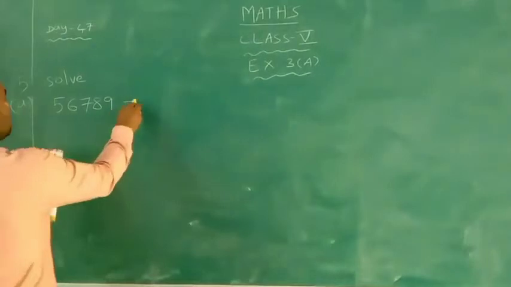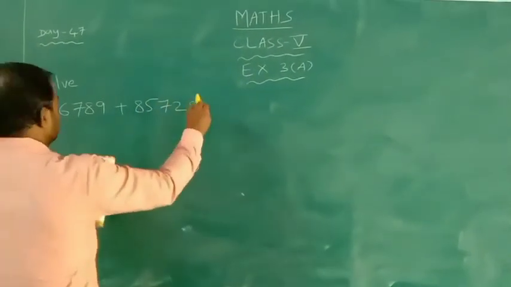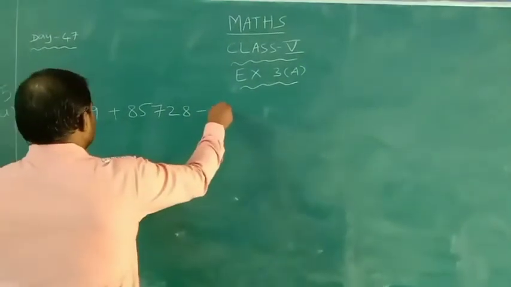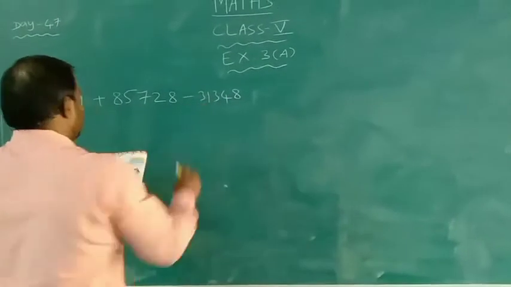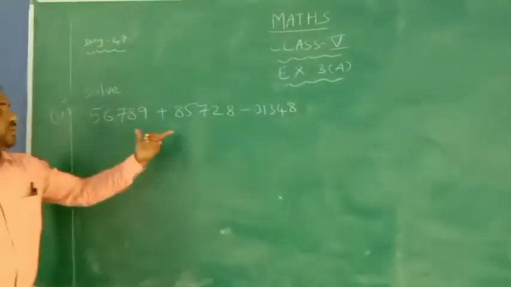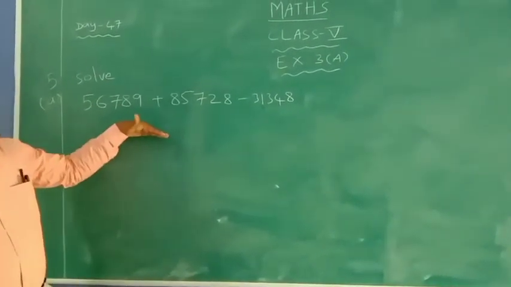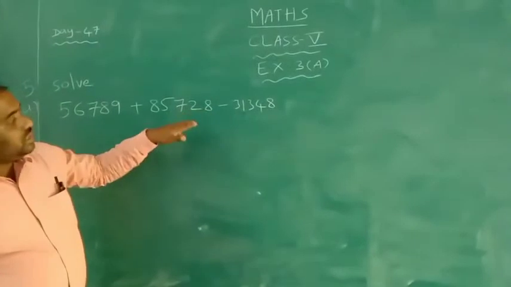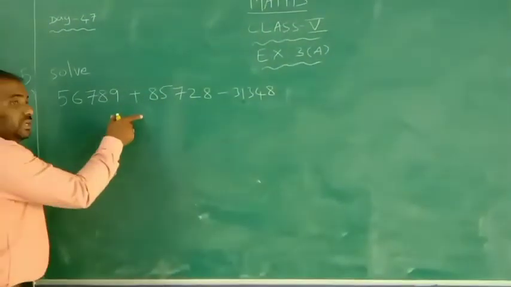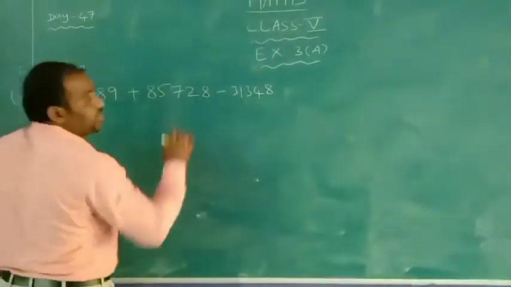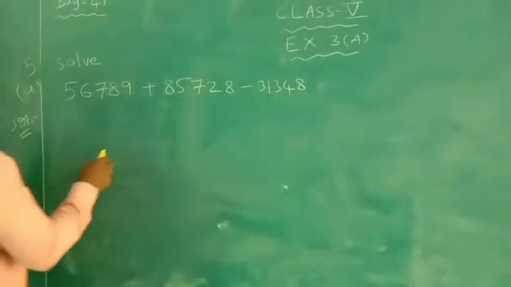56,789 plus 85,728 minus 31,348. See beta, it's very easy. First you find this sum, add these two numbers, then subtract that resulting number from this one. Okay beta, first you add these two numbers, then from that number subtract this one. See beta, first we have to add these two. Very easy.